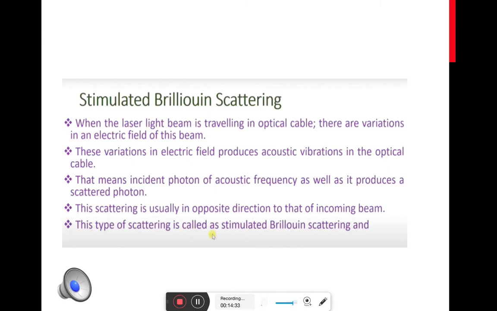The scattering happens due to the change in electric field. As a result, there can be acoustic vibration, and because of this acoustic vibration, a scattered photon can be produced along with the incident photon. This produces a scattering, and this scattering is called Brillouin scattering, and it is usually in the opposite direction to that of the incoming beam.